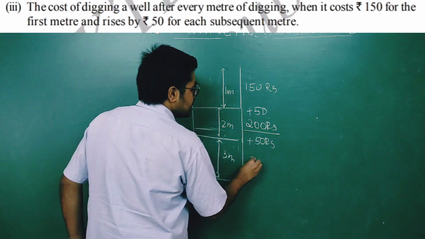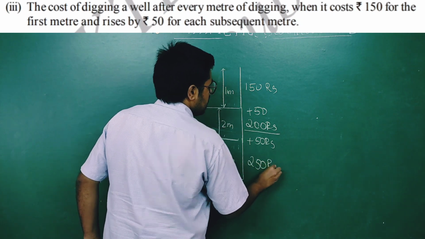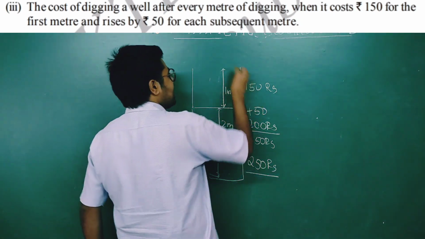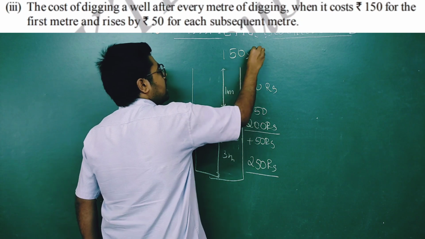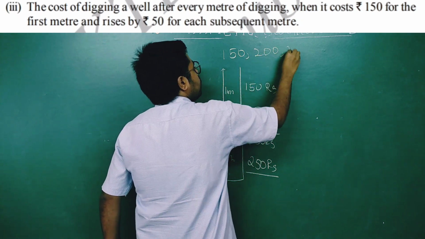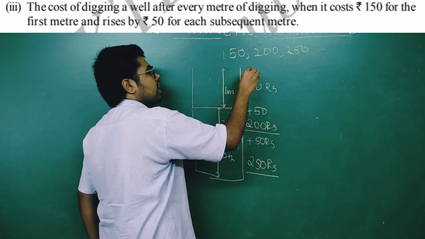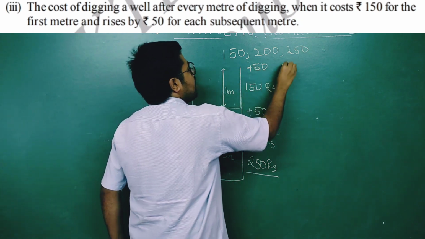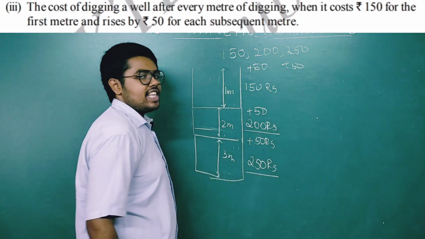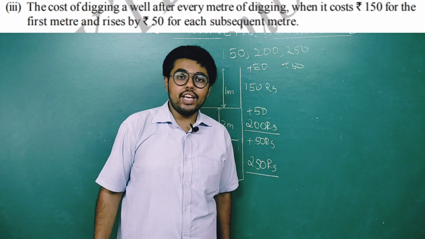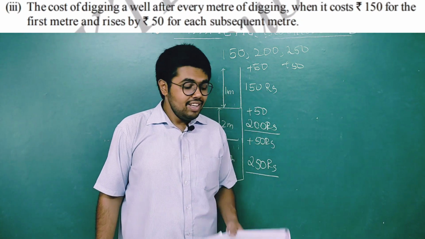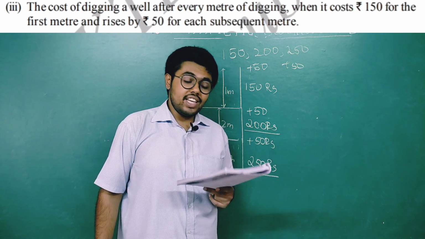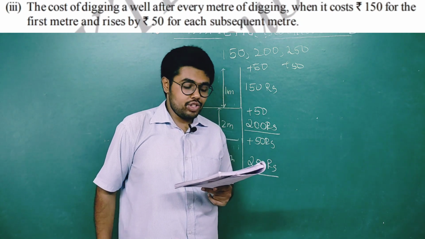Now I will get how much? 250 rupees for 3 meters. If you see a pattern here, 150, then 200, then 250. If you see this pattern, after every meter there is a plus 50 rupees increase. So this situation forms an AP, an arithmetic progression. Good. So this situation suits our question.